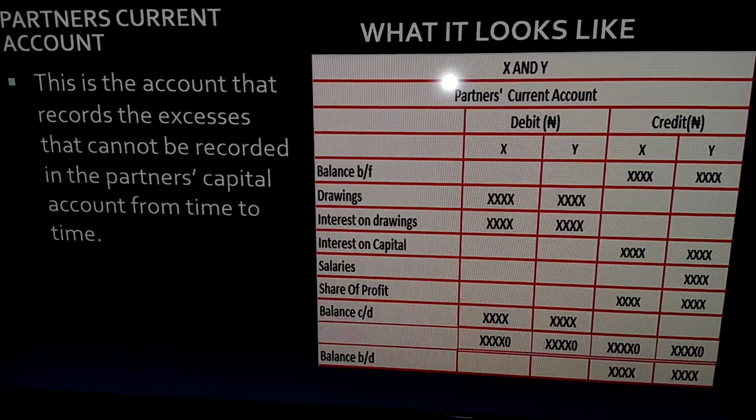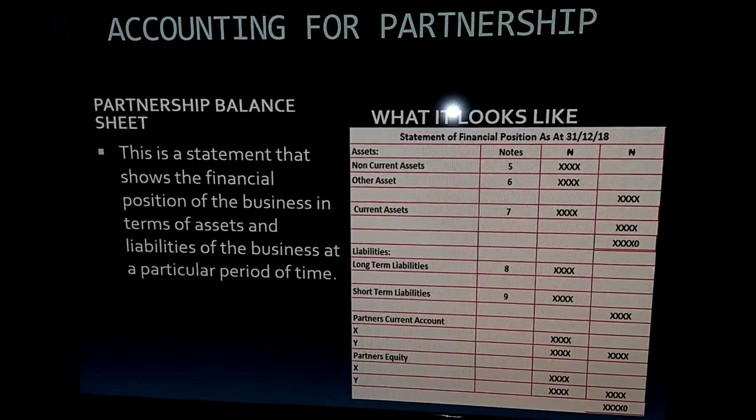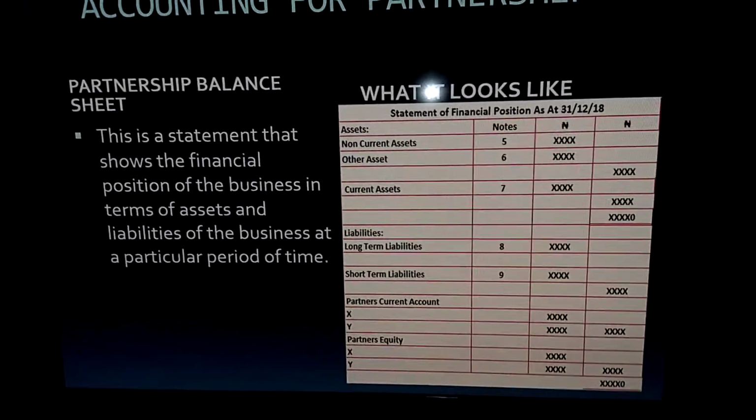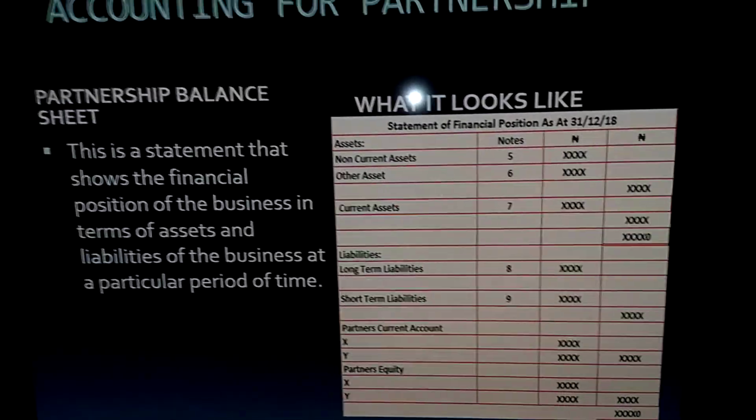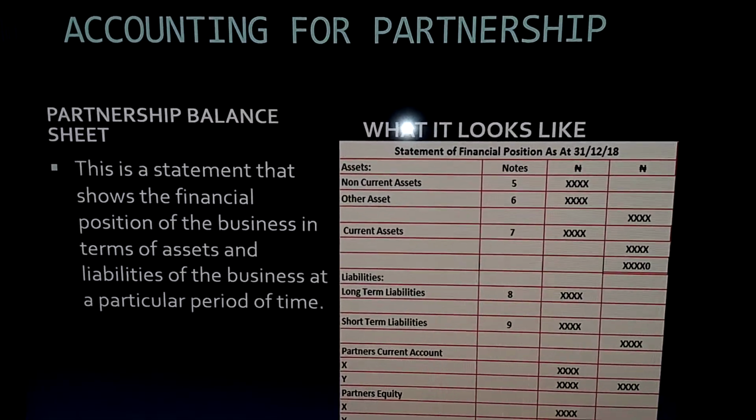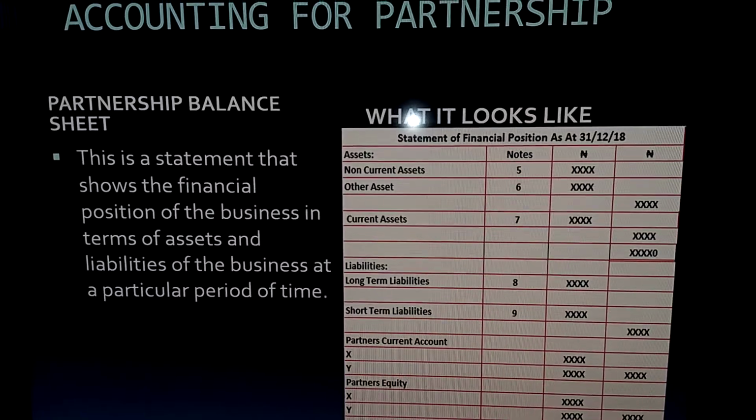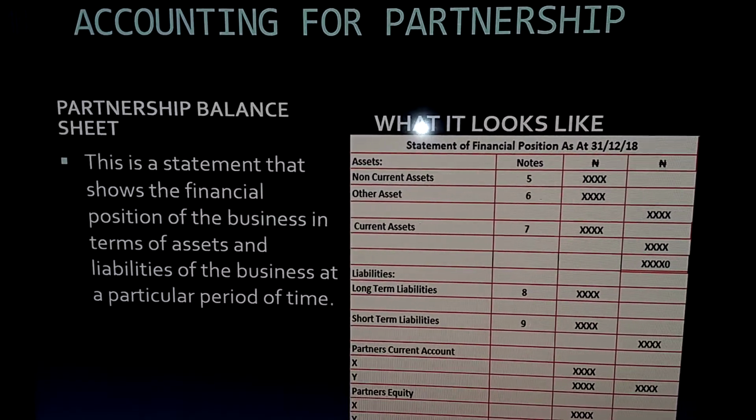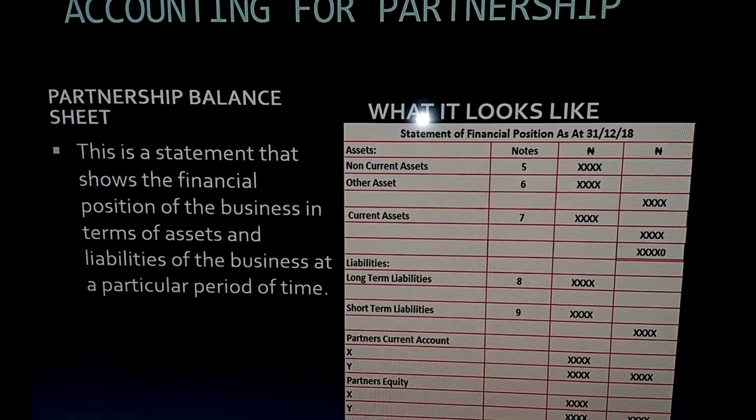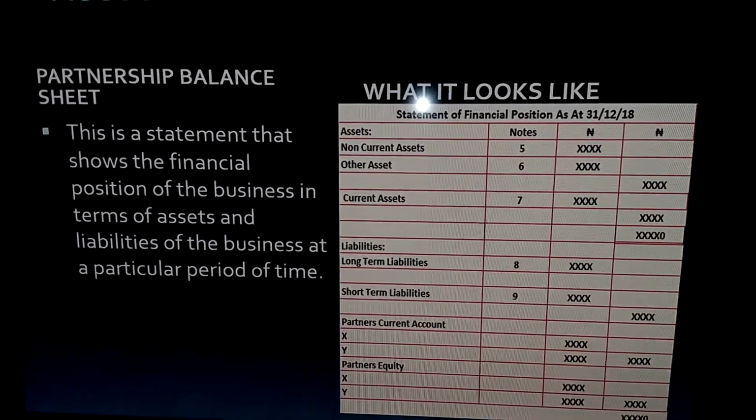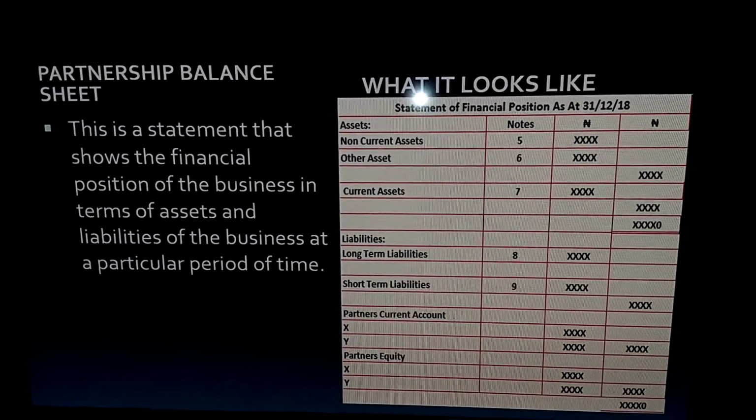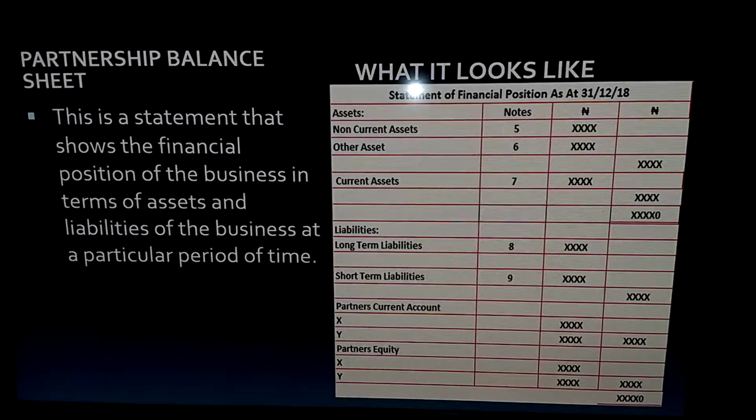So here we have the partner's balance sheet. Your balance sheet is normal, just the way we prepare it. I've taught you balance sheet. You can go back to the balance sheet class to understand how we prepare the balance sheet. But there are some peculiarities here. So usually your balance sheet shows your assets and your liabilities, assets of the business and the liabilities.